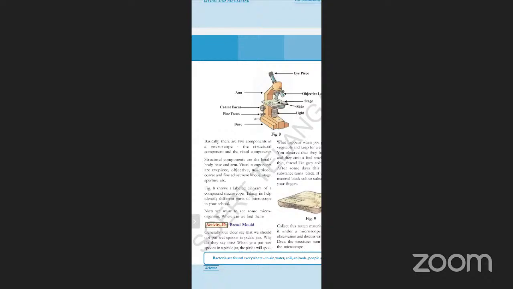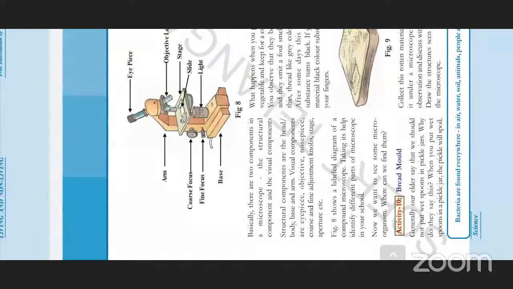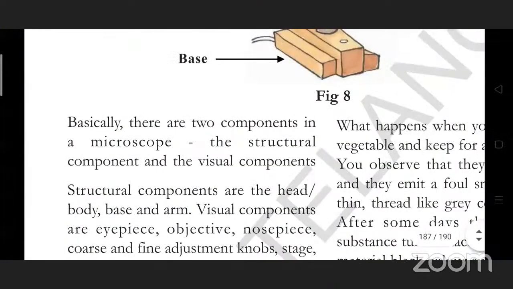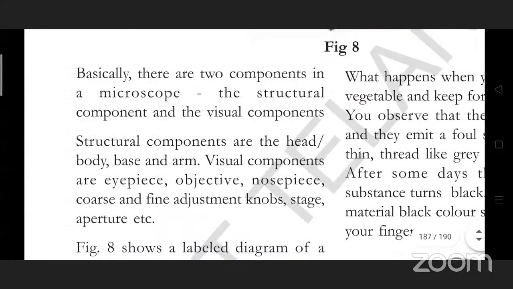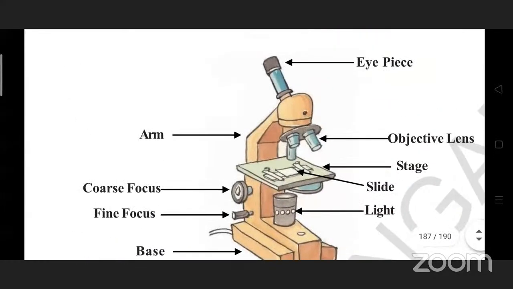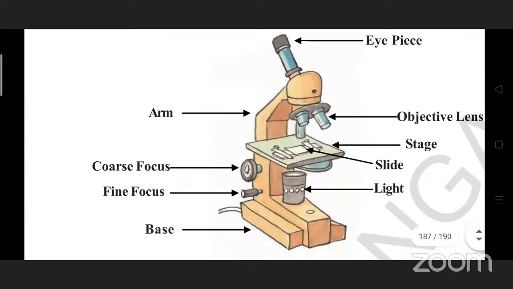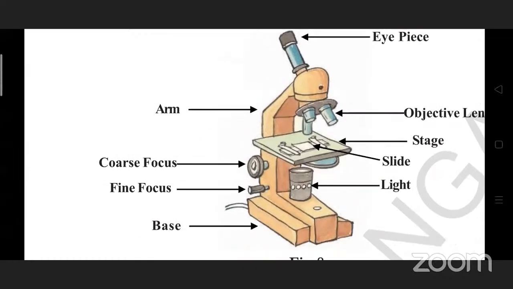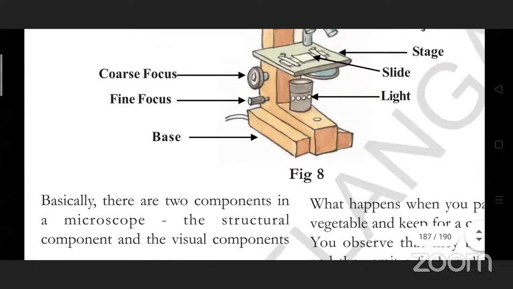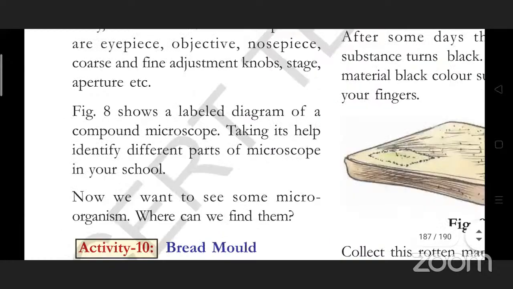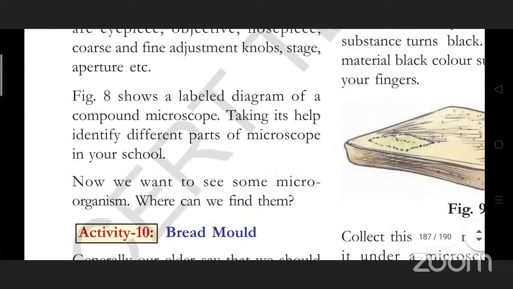Children, listen to me here. Figure 8 given here clearly represents that. Once, go through the diagram. Eyepiece should be there. Objective lens, stage, slide, light, arm. Next, coarse focus, fine focus, and base should be there.